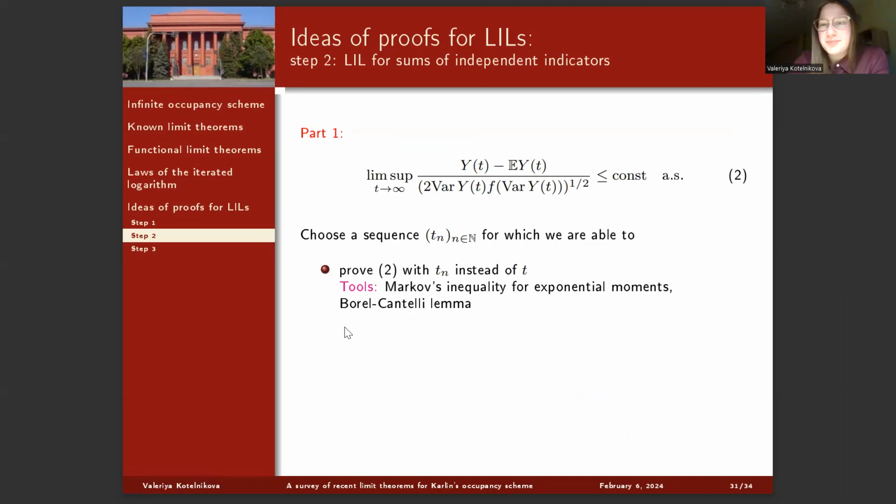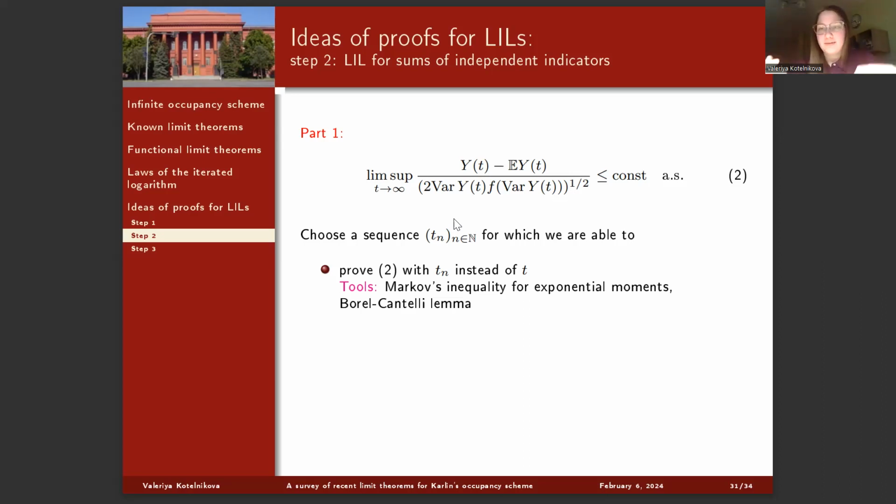So how do we prove this law of iterated logarithm? We split the proof into 2 parts. In the first, we show that the upper limit doesn't exceed this positive constant. And in the second part, we show that it is at least the positive constant. But let's stick to the first part for now.